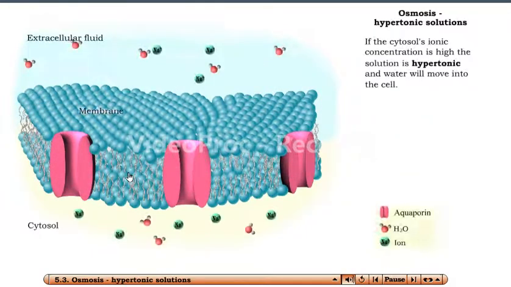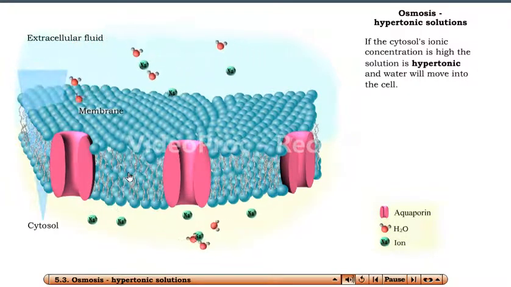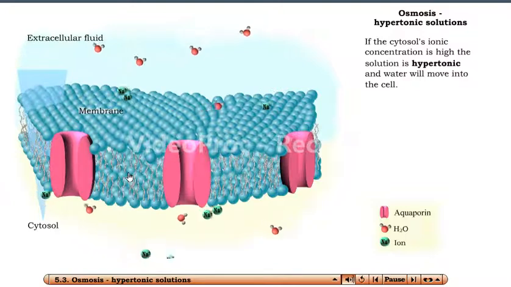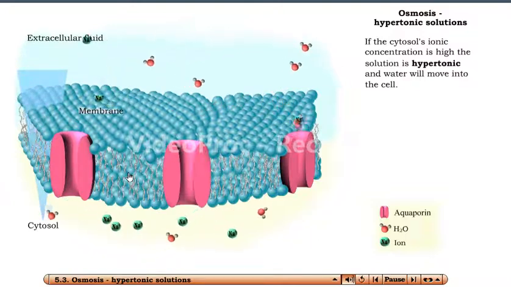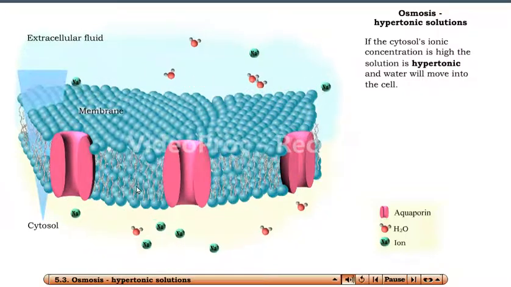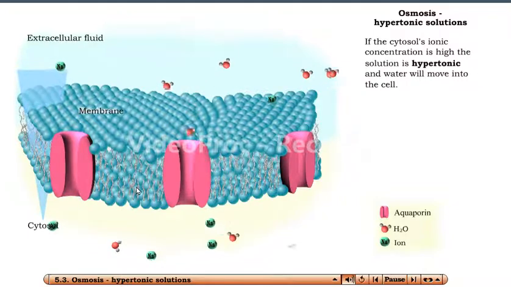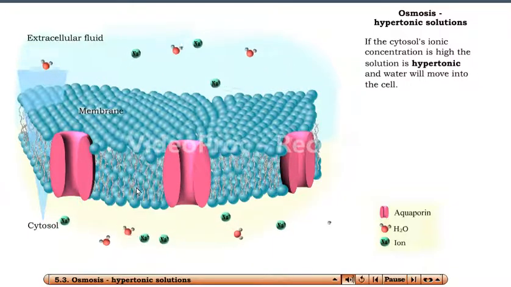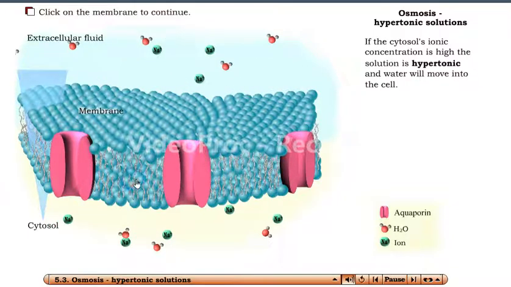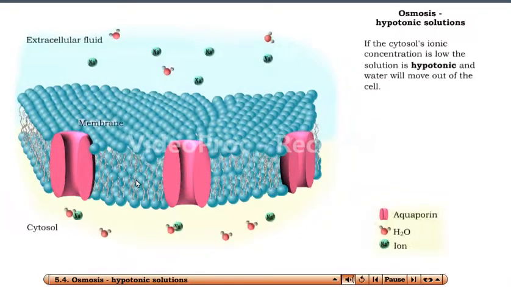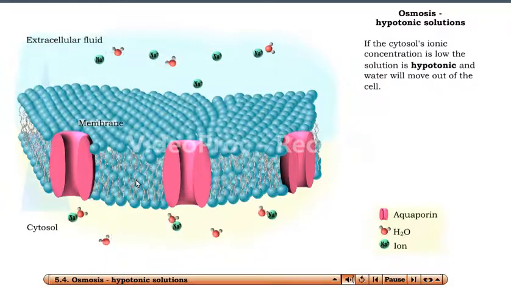A hypertonic solution has a low concentration of water, so the direction of osmosis will be toward this solution. A hypotonic solution has a high concentration of water, so the direction of osmosis will be away from this solution.